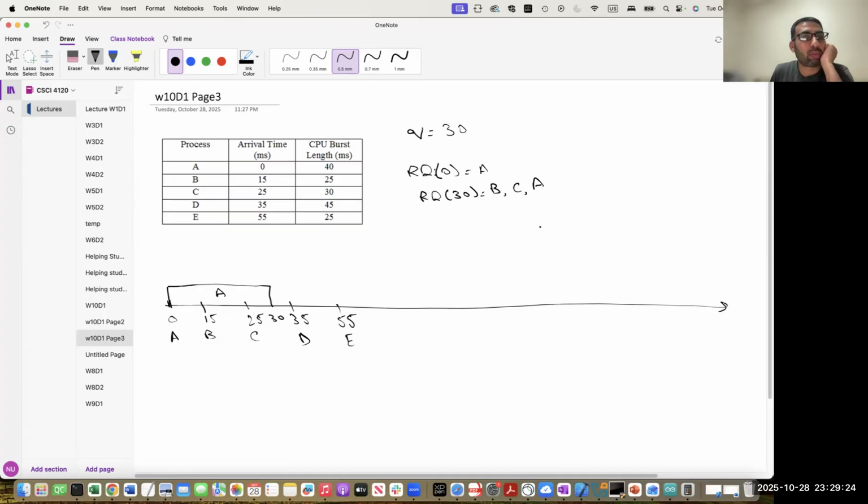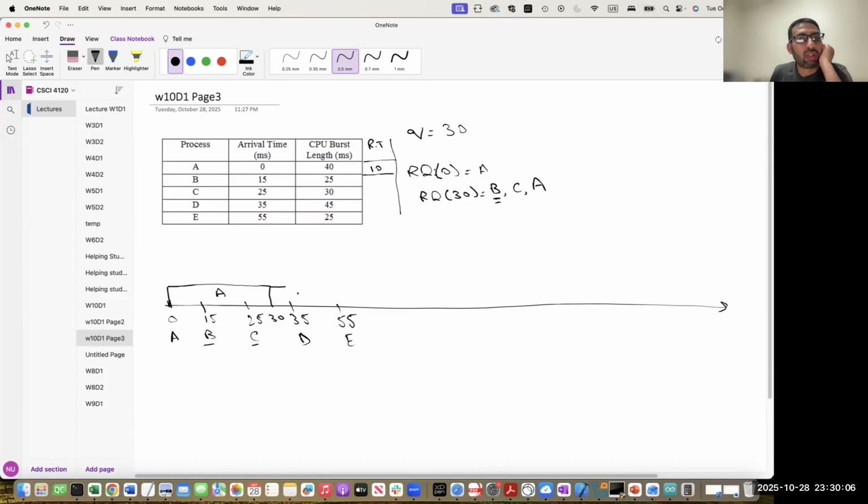If something is not clear, please stop me, because it is more time consuming when I need to come back and explain everything from the start again. So I'm putting A at the tail of the queue, and B and C have already arrived, see? Now we will run B for 30 time units. Let's say I'm making one more column, which is remaining time. A has run for 30 time units, so 10 time units are left, right?